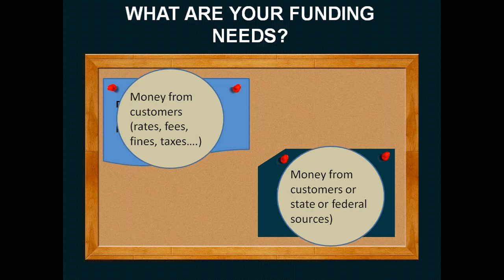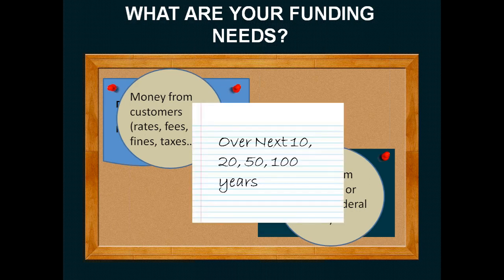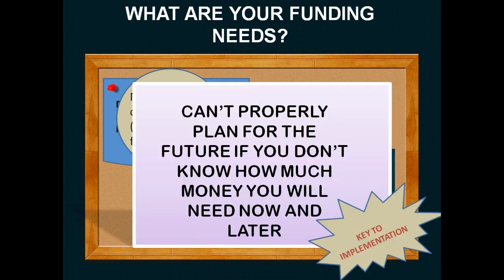And then you're going to get money from your customers or state or federal sources to deal with the capital portion of your operation. And then you want to look at, what do I need for the next 10 years, 20 years, 50 years, 100 years down the road? Obviously you're guessing when you get out 50 and 100 years, but it helps you think about, when are my really big projects coming up? When am I going to have to do a lot of capital work, so that you can plan and prepare.